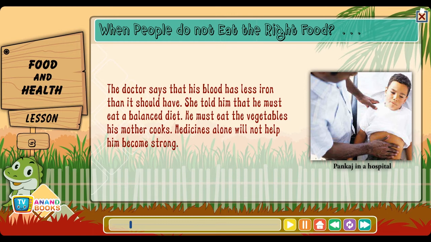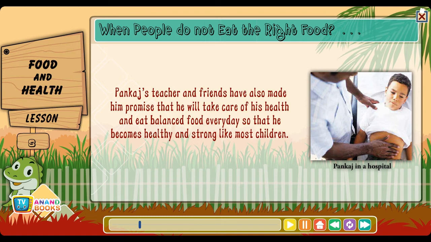She told him that he must eat a balanced diet. He must eat the vegetables his mother cooks. Medicines alone will not help him become strong. Pankaj's teacher and friends have also made him promise that he will take care of his health and eat balanced food every day, so that he becomes healthy and strong like most children.